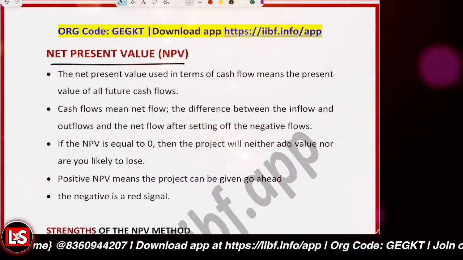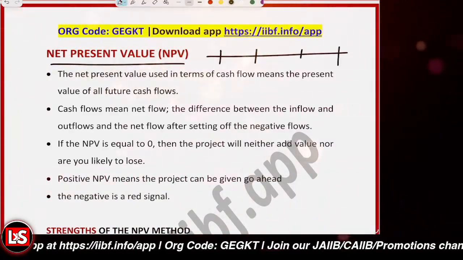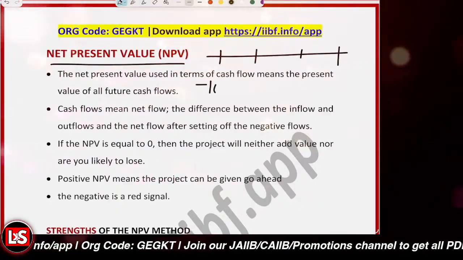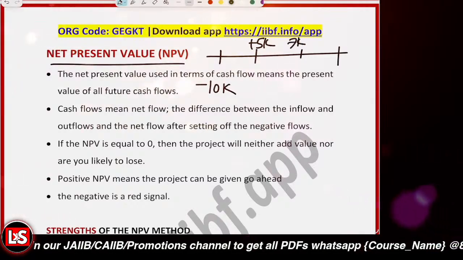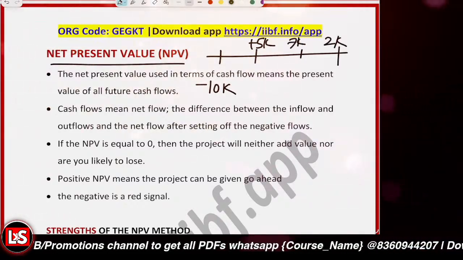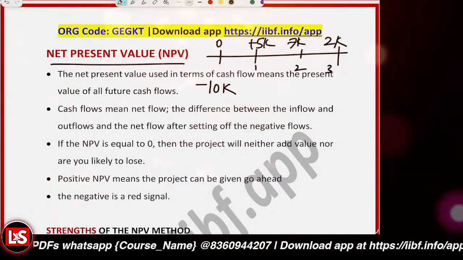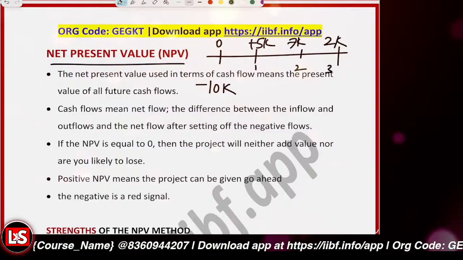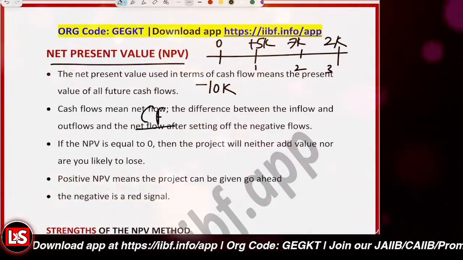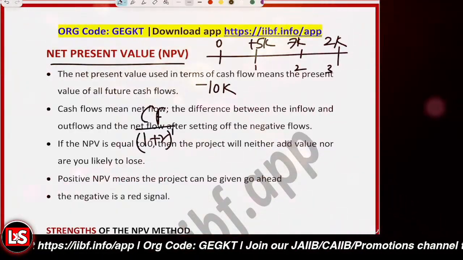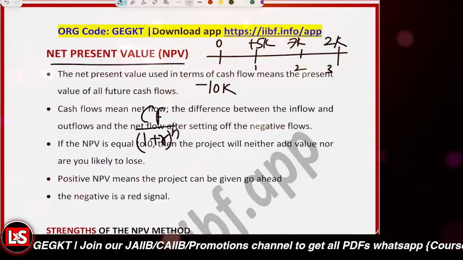First of all, in the case of the net present value, as the name suggests, we are looking at the present value of the cash flows. Let's say an initial investment of rupees 10,000 was made, and after that we are getting a gain of 5,000 in the first year, 7,000 in the second year, and 2,000 in the third year, right? So this is 0, this is 1, this is 2, this is 3. I told you what the present value factor is: a discounting factor. So the present value will be the cash flow divided by (1 plus r) raised to the power n. This is the present value of the cash flow.